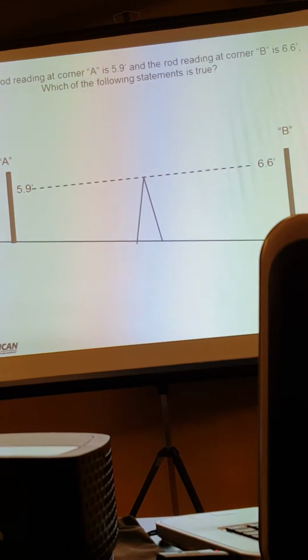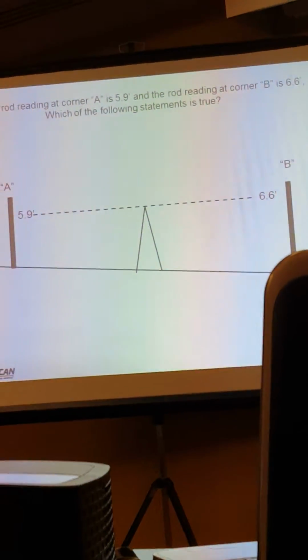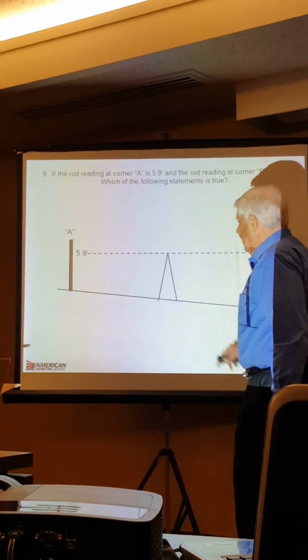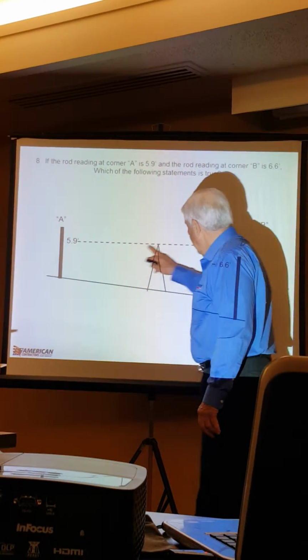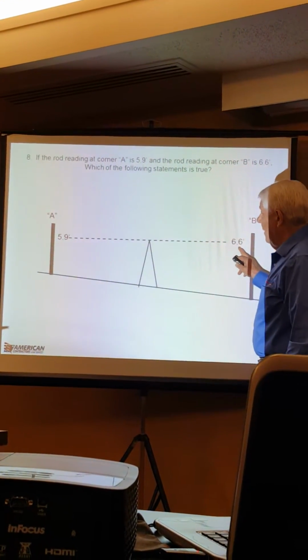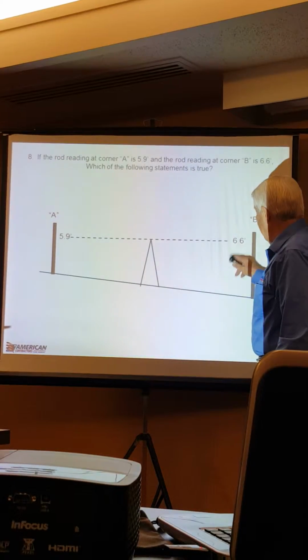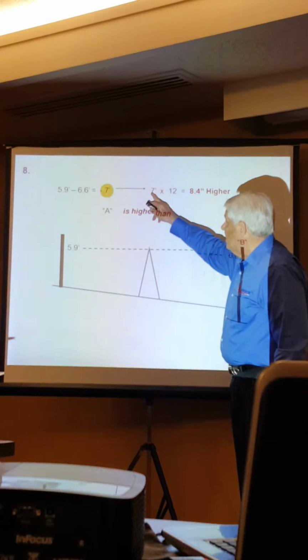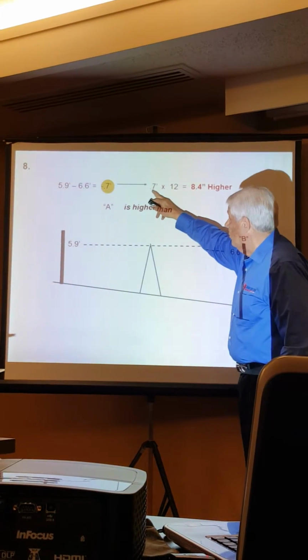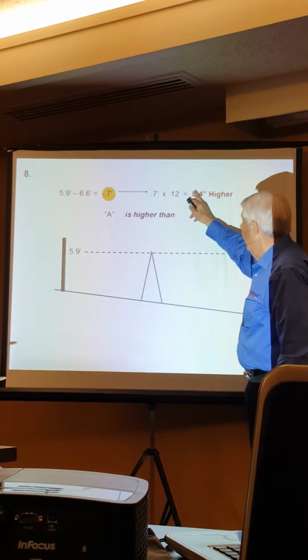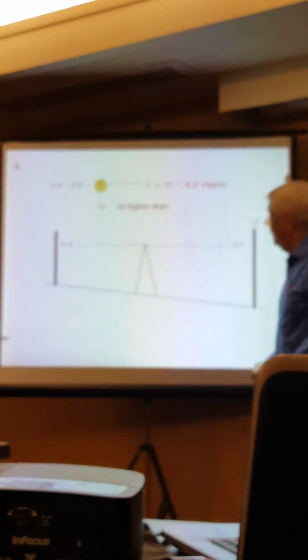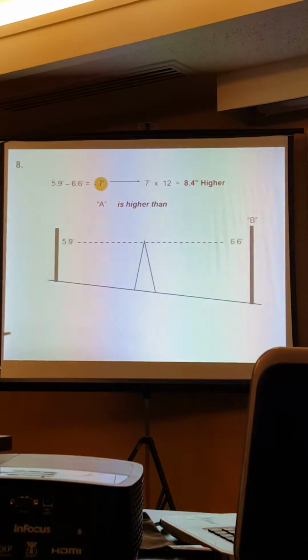So how do we figure that? We always take the backside reading minus the front side. So 5.9 minus 6.6 is 0.7, times 12.7 feet, now times 12 would be 8.4 inches. So answer B would be correct.